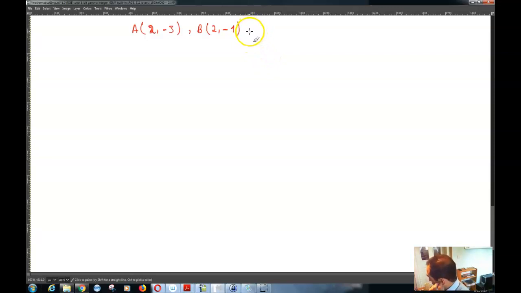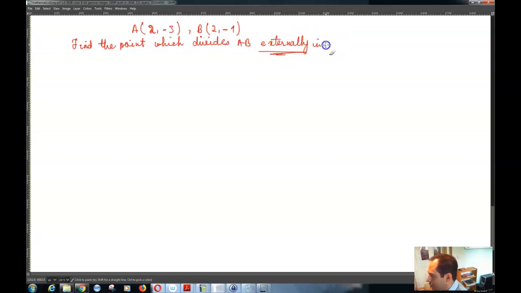And you want to find the point which divides AB externally in the ratio, basically either 3 to 1 or 1 to 3.